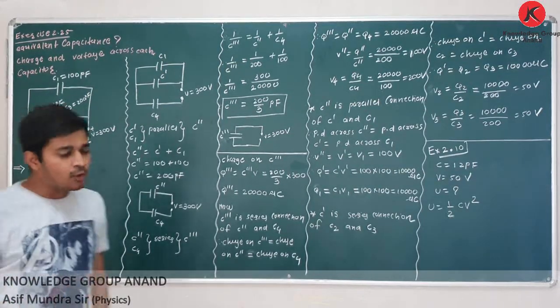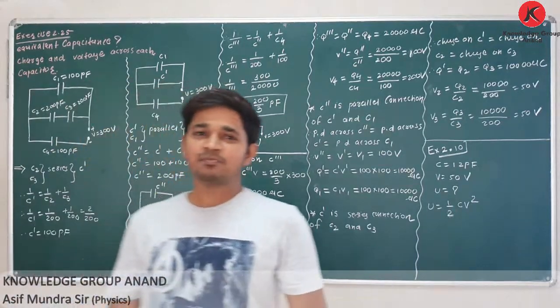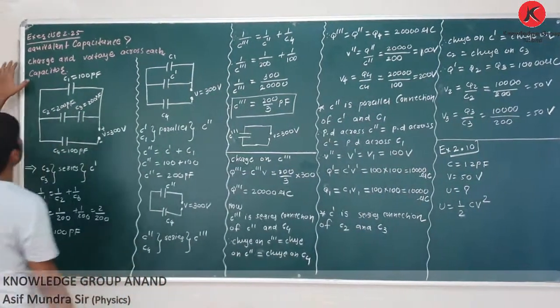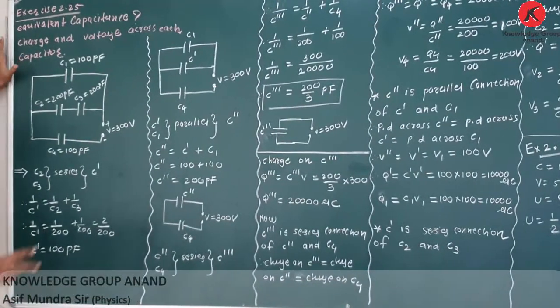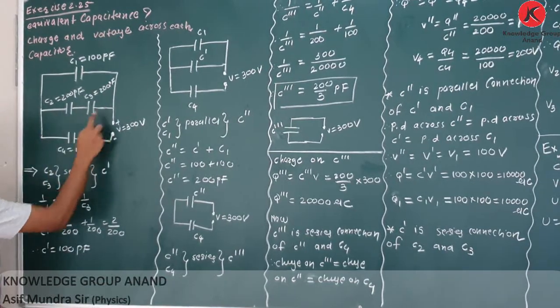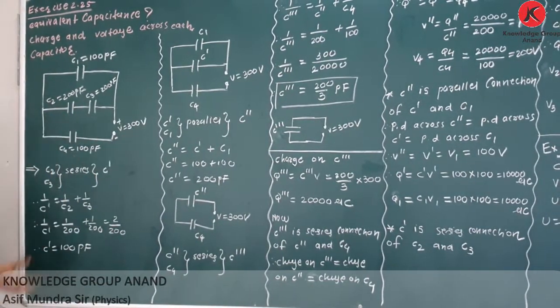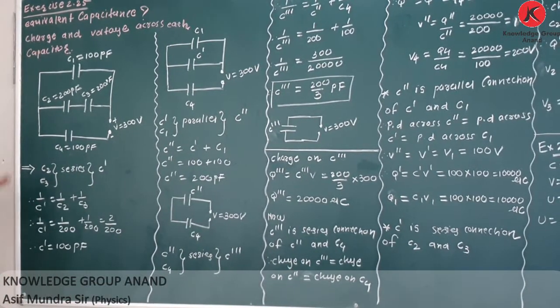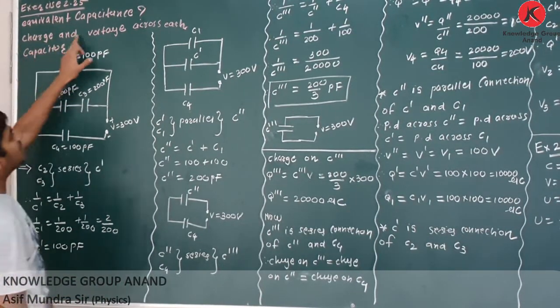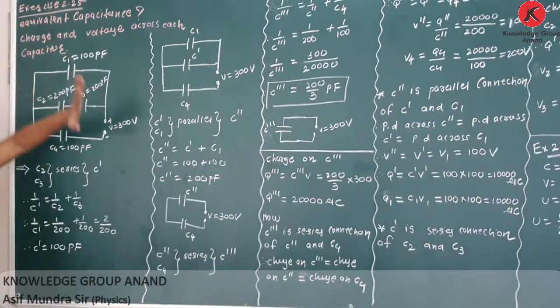Okay, now one more example on series and parallel connection. See what is the question. Exercise 2.25. You are given this circuit. Four capacitors are there, C1, C2, C3, C4, with a battery having voltage V equal to 300 volt supply. The question is: find the equivalent capacitance, and find the charge and voltage across each capacitor.